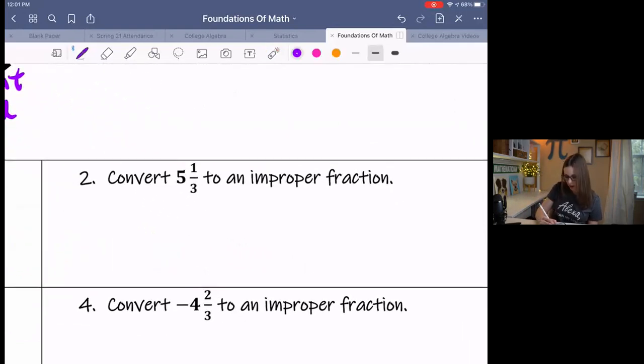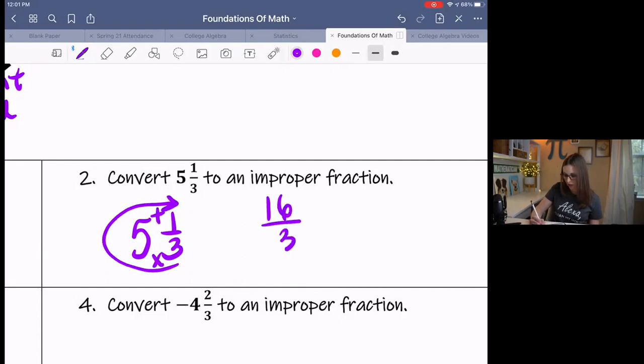All right, so let's try this one, 5 1/3. If you want to pause it and attempt it and then come back, please feel free to do that. It's really good practice. It's a good way to check yourself to make sure that you're on the right track. So pause it, try it, come back. Once you come back, you should have gotten 5 times 3 plus 1 is 16/3.